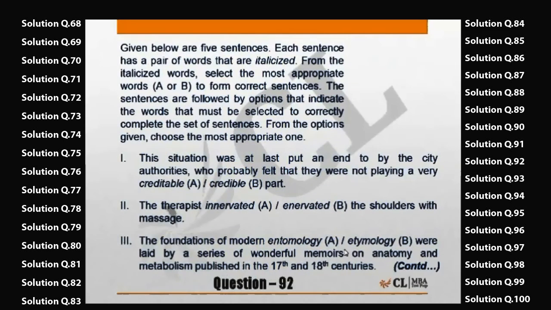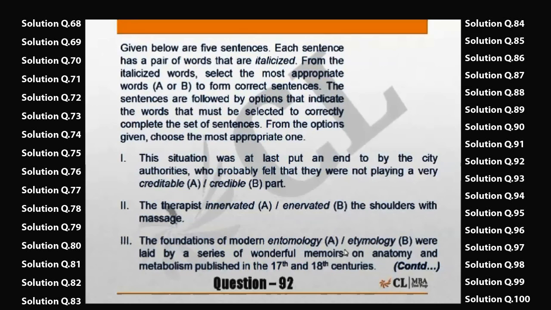If you were to pay attention to the sentences, in the first sentence, the situation was at last put in to by the city authorities, who probably felt that they were not playing a very credible role. Which should be the correct answer here? The answer to this one is creditable, because it denotes something that is worthy of praise or respect, while credible, as we all know, is something which is believable. So we know that these people were not playing a credible part. We know that the word has to be creditable here.